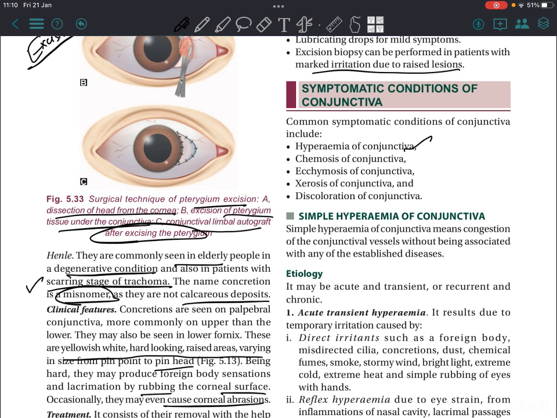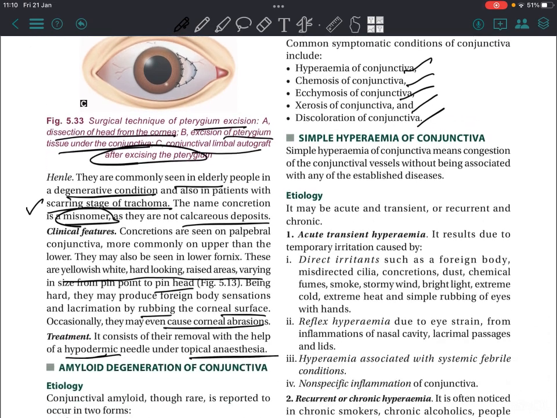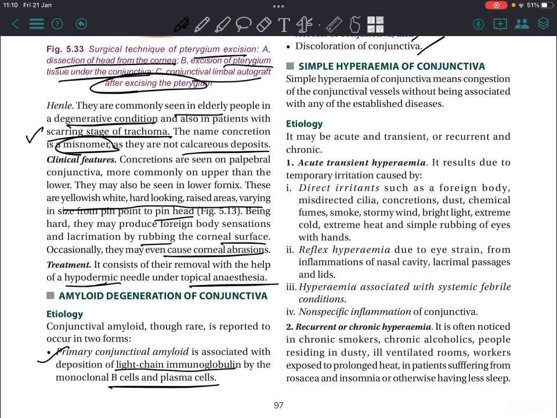Hyperemia of the conjunctiva, symptomatic condition of the conjunctiva, chemosis, conjunctival ecchymosis, xerosis, discoloration. Simple hyperemia of the conjunctiva. It means congestion of conjunctival vessels without being associated with any disease.